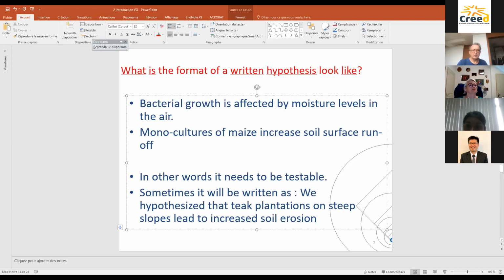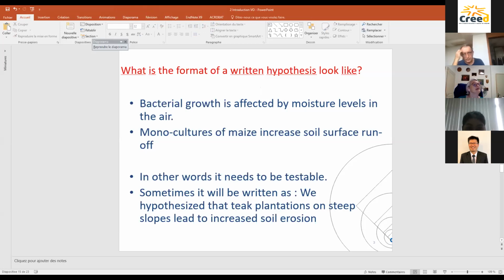Where is my mouse? Bacterial growth is affected by moisture levels in the air. Ah, Ketia is there. Look at that. I found the conversation. Cool.